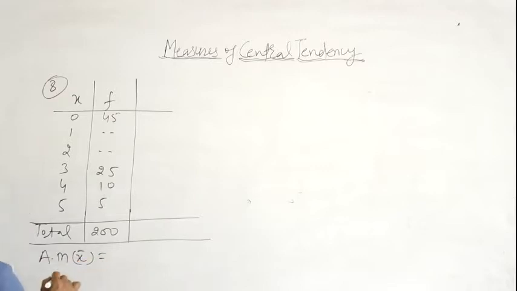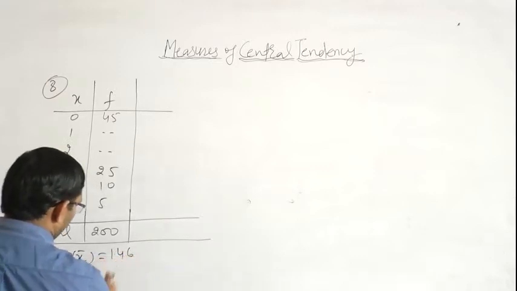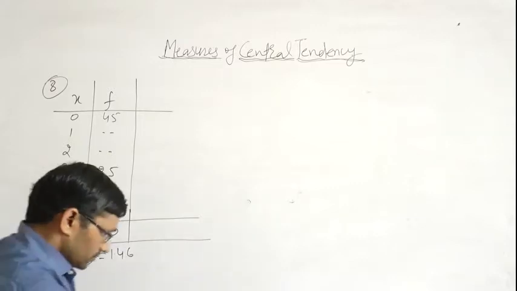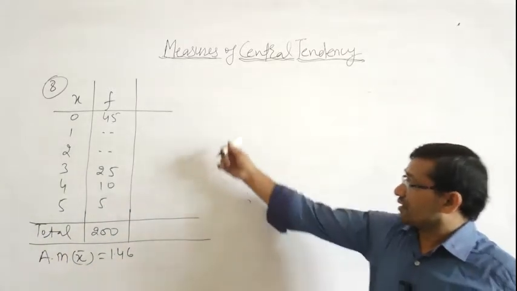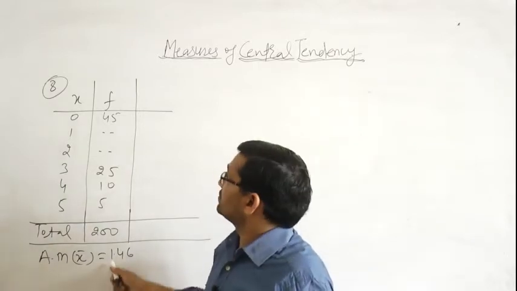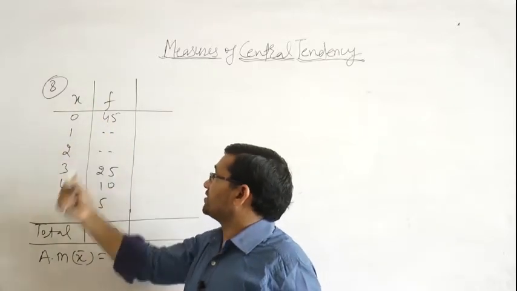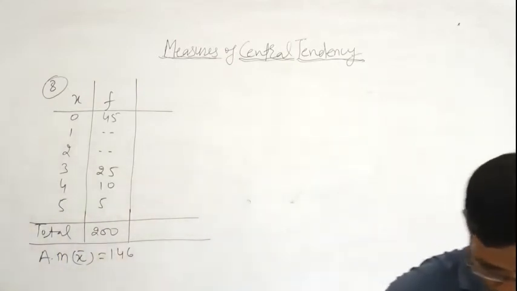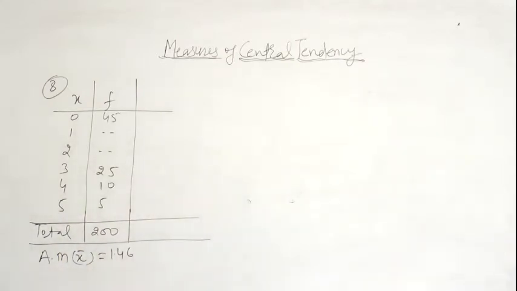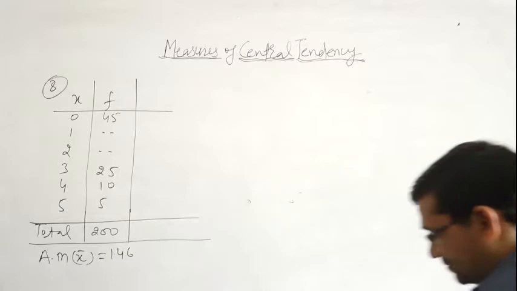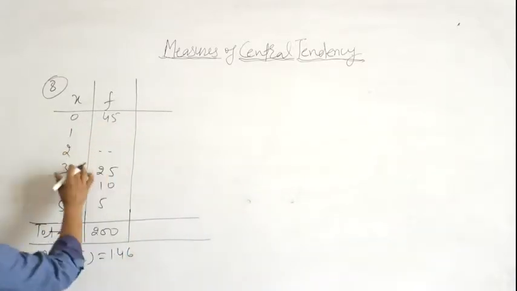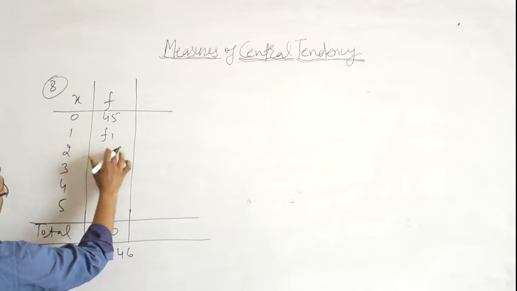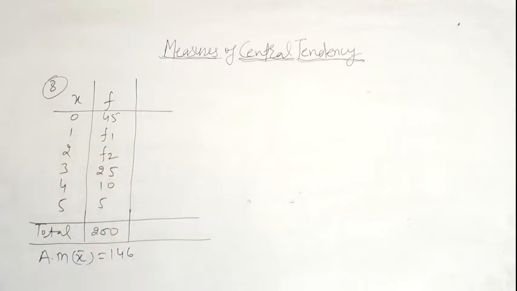Arithmetic mean x bar is also given, 1.46. In this question, arithmetic mean 1.46 is given and two frequencies are not given, which we want to find out. Let first frequency be f1 and second frequency be f2.